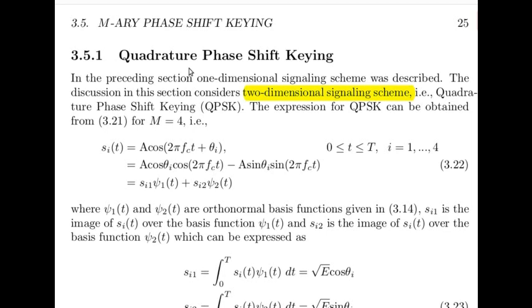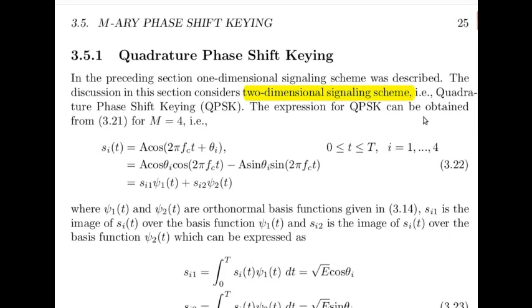So they are in phase quadrature. The two signals which we will come to know in a short while. Basically, it's a two-dimensional signaling scheme. If you observe the signals of the QPSK in the Euclidean space, it will be two-dimensional, or you need two basis functions to represent a QPSK signal. So QPSK is a two-dimensional signaling scheme.